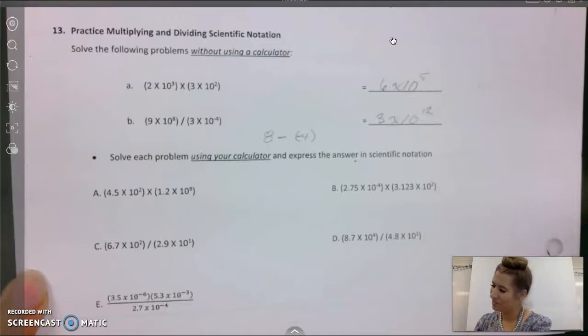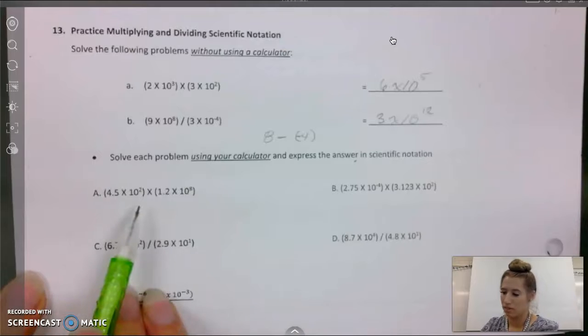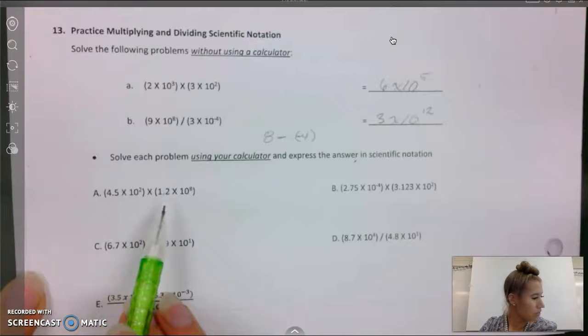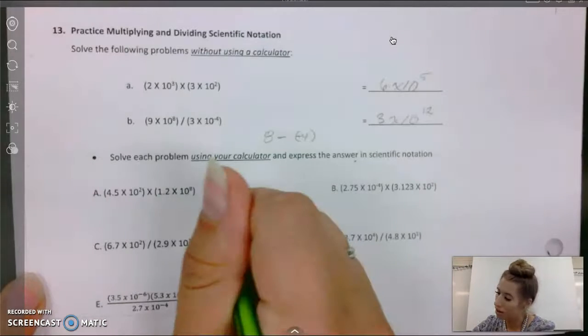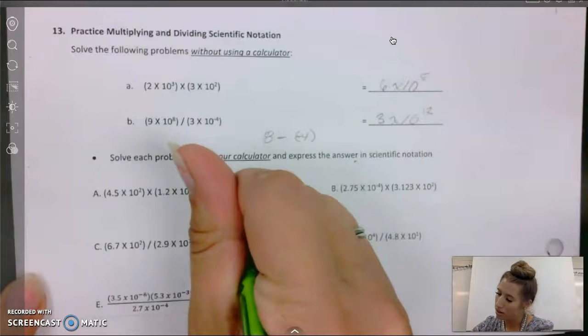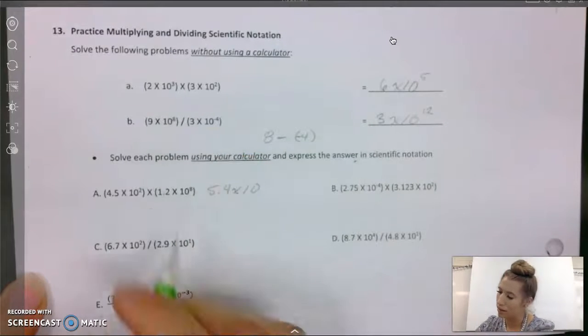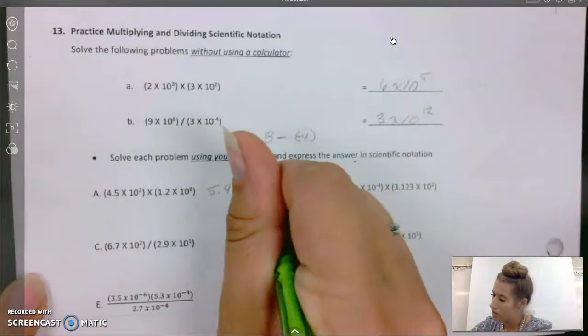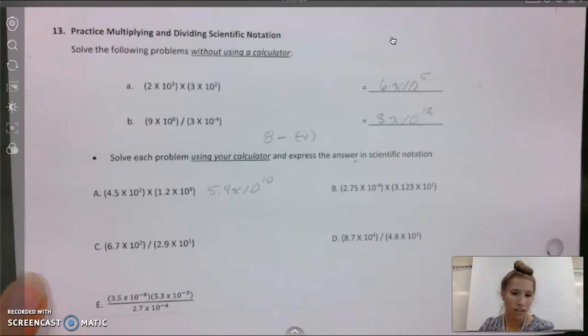Okay? All right, now we're multiplying again. So we're going to take our 4.5 and we're going to multiply that by 1.2. We're getting 5.4. And then our exponents, we're adding them together. We have 2 plus 8, and so we have 10 raised to the 10th. Okay. So 5.4 times 10 to the 10th, is that in standard form? Well, our coefficient here is between 1 and 10, so we're good.